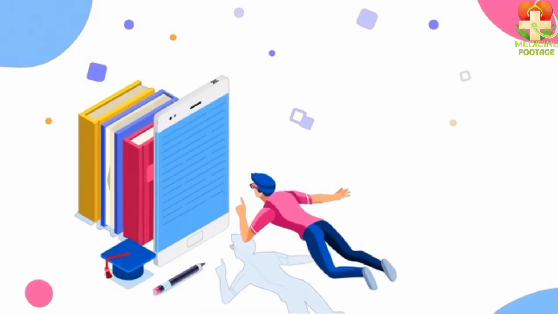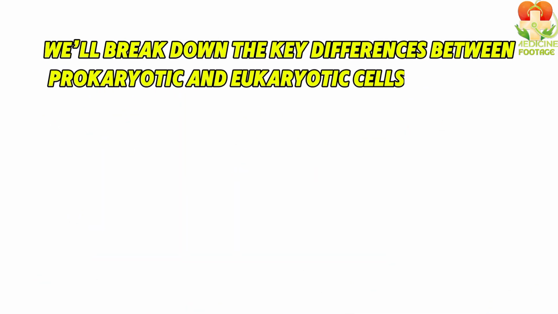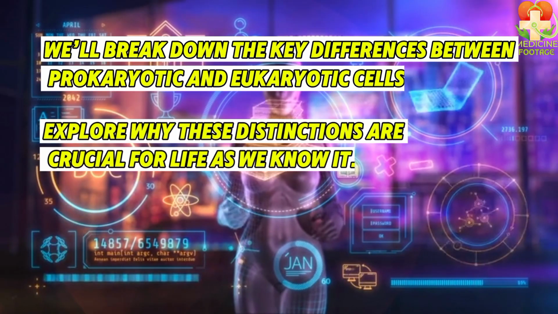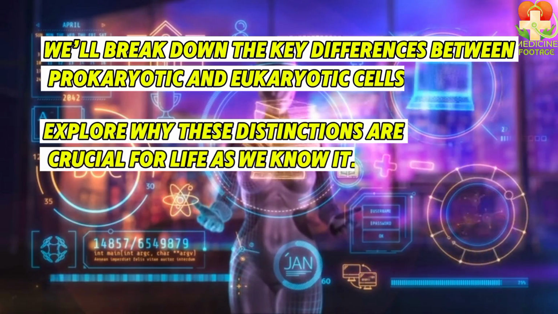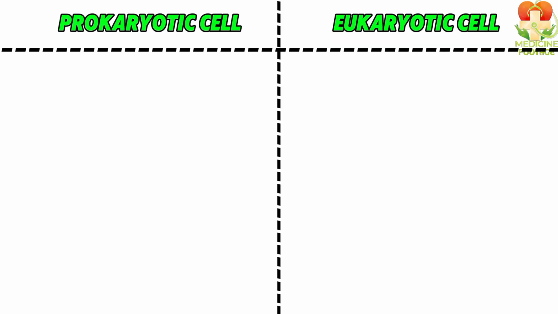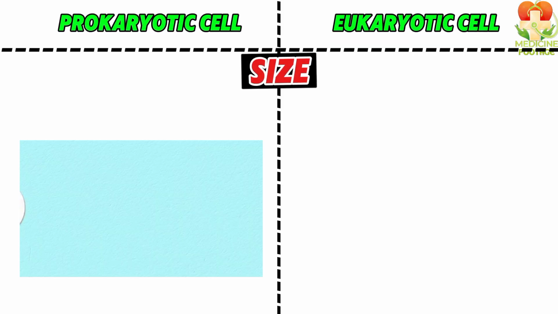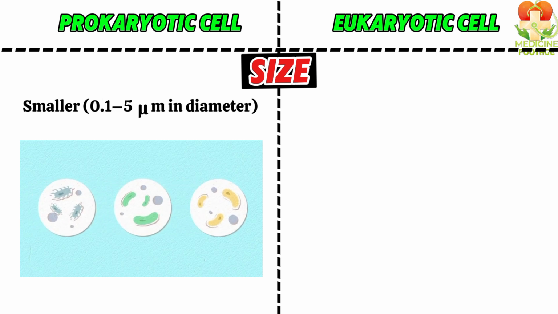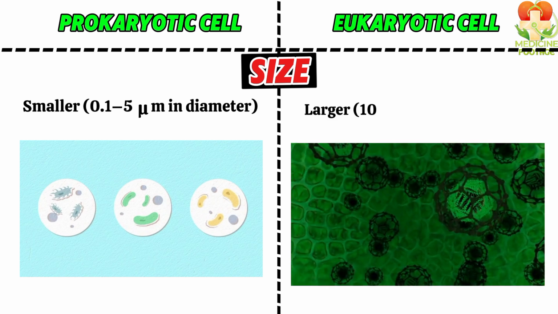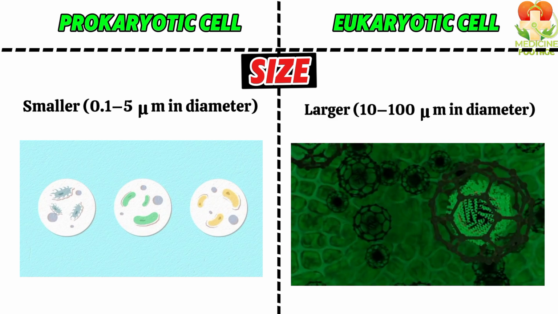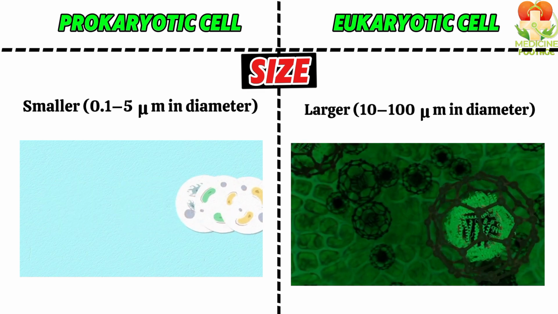In this video, we'll break down the key differences between prokaryotic and eukaryotic cells and explore why these distinctions are crucial for life as we know it. First up, size. Prokaryotic cells are much smaller, typically ranging from 0.1 to 5 micrometers in diameter. In contrast, eukaryotic cells are larger, usually between 10 and 100 micrometers. So, when comparing them under a microscope, eukaryotic cells are significantly bigger.